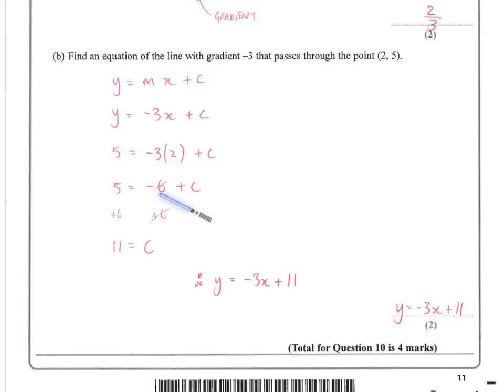Minus 3 times 2 is minus 6. To get rid of minus 6, add 6 to both sides, so c equals 11. Therefore, the equation of my straight line that has gradient minus 3 and passes through the point (2, 5) is y equals minus 3x plus 11.